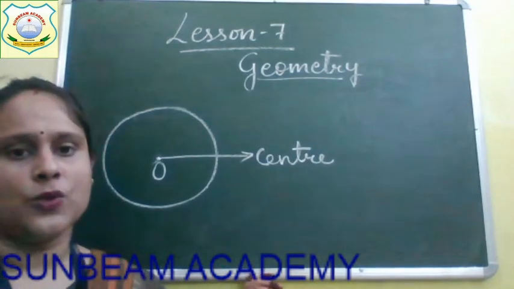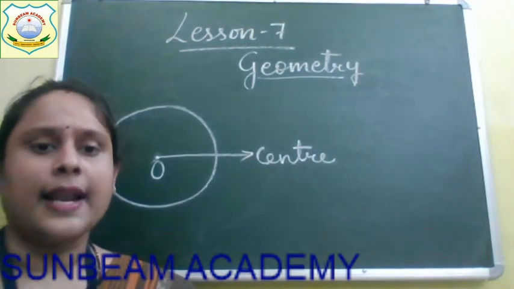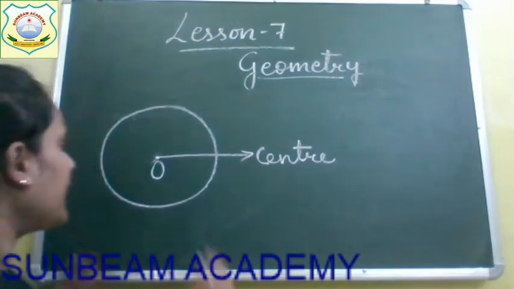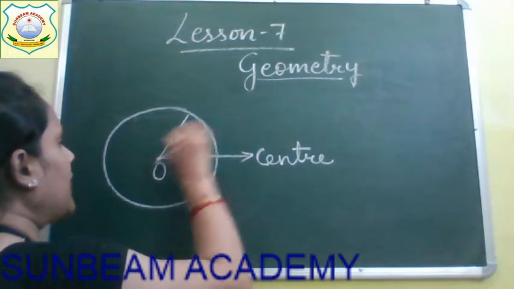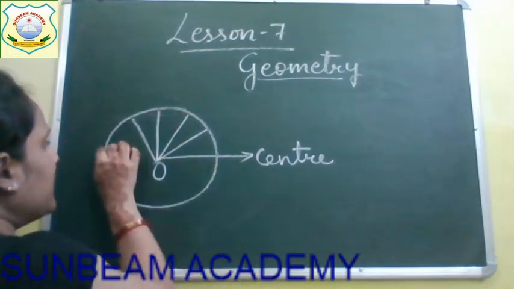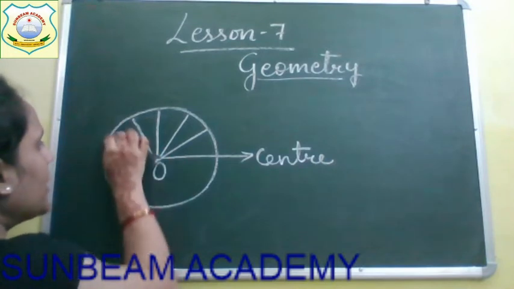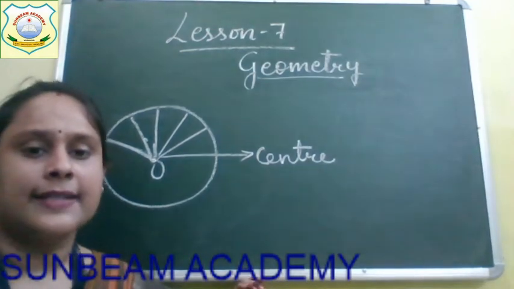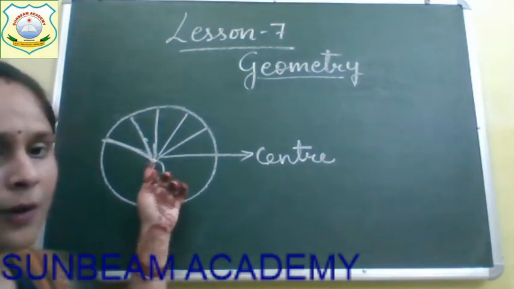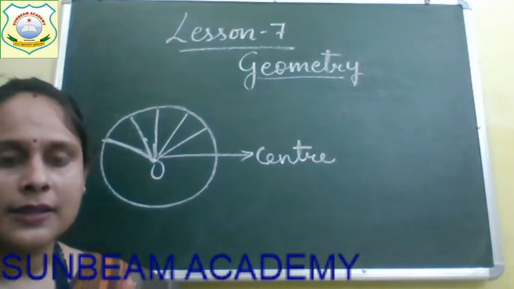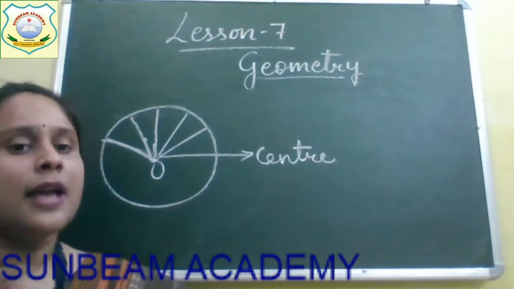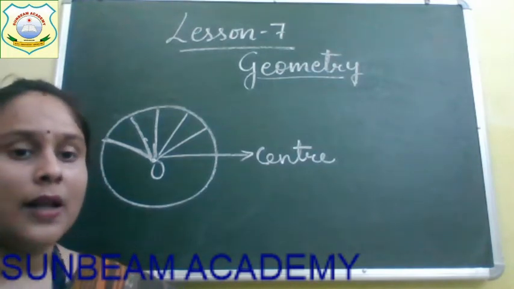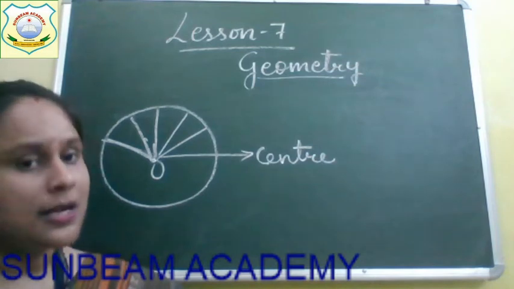All the line segments that are drawn inside the circle from the center to the edge of the circle are equal. You draw any line segment, all the line segments will be equal. आप जितनी भी lines draw करोगे center में से and it is going to the circle, all the line segments will be equal. All the line segments are equidistant from the center.